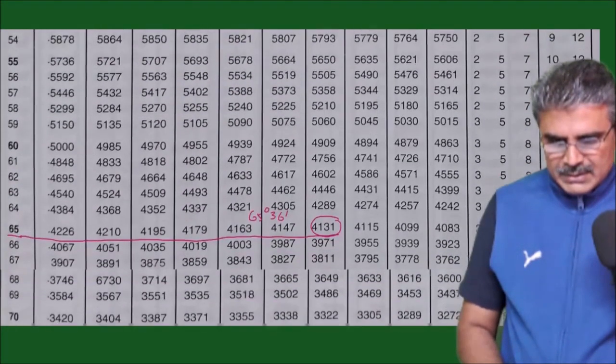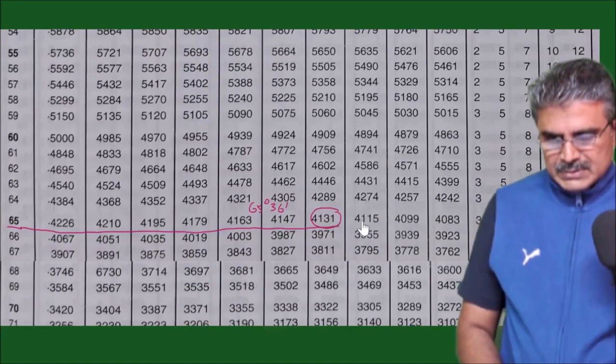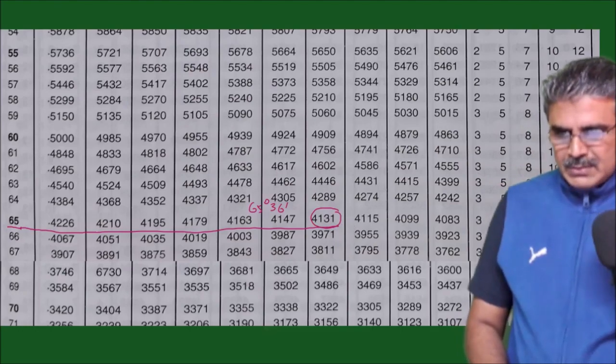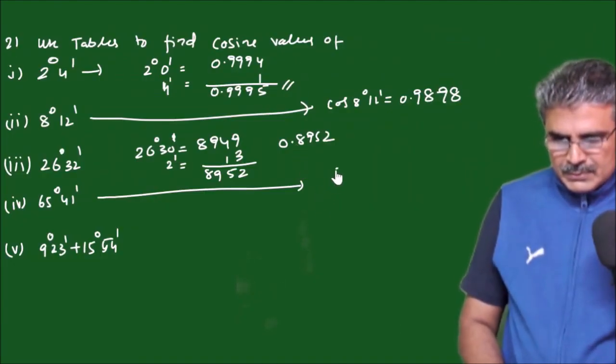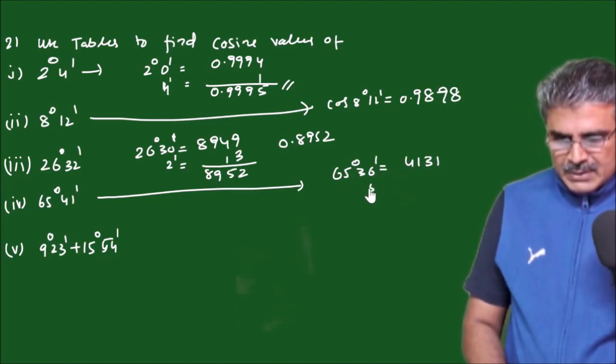will give a value like 13. Okay, this is the 13. So 13 should be added to this one. So 4131 should be added to 13. So for 65 degrees 36 minutes you have 4131, and for another 5 minutes mean difference we have the value 13.